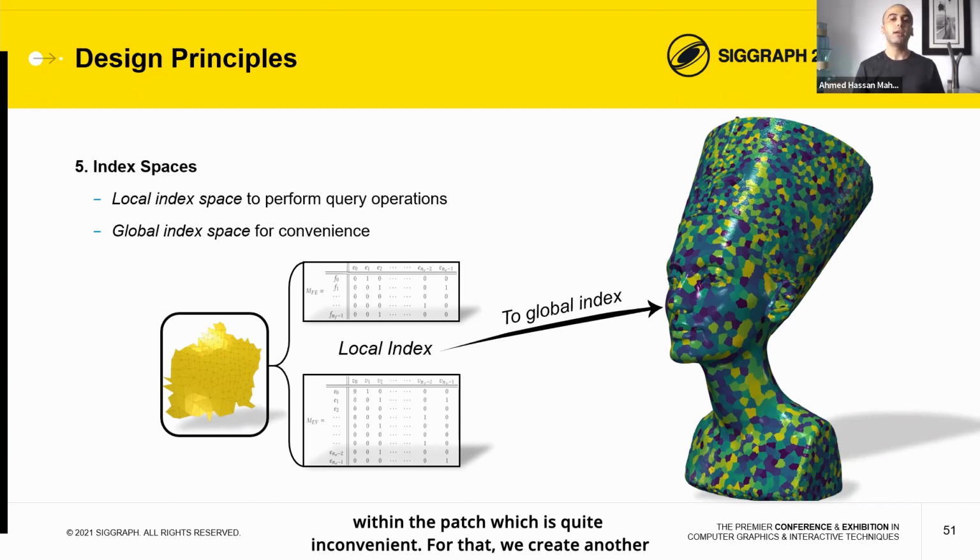For that, we create another index space for all mesh elements called the global index space. And this is the index space that the user interacts with, and it can be used to index the mesh attributes, for example. So in other words, the local index space is used to perform a query within the batch, which has the benefit of locality. Then the output of the query operation is mapped to global index space, which the user can use as if everything took place in this global index space.